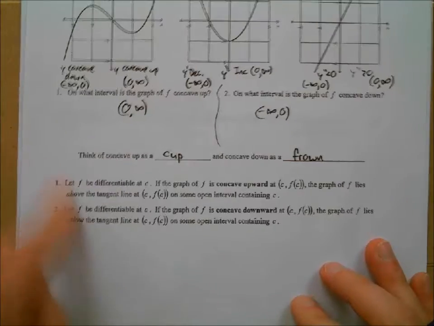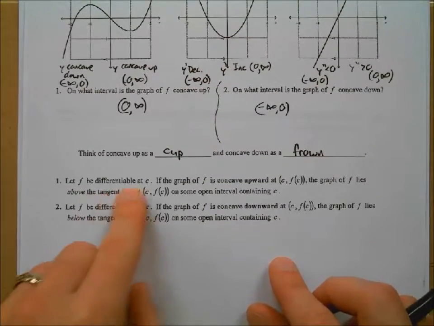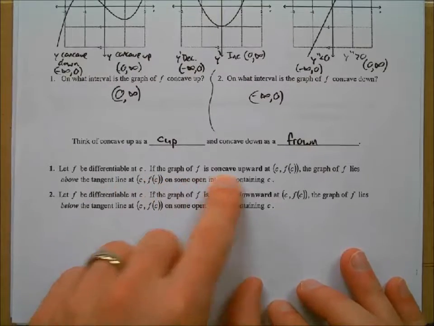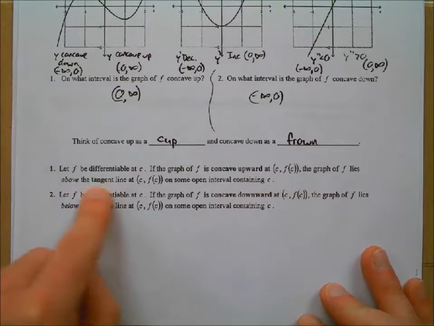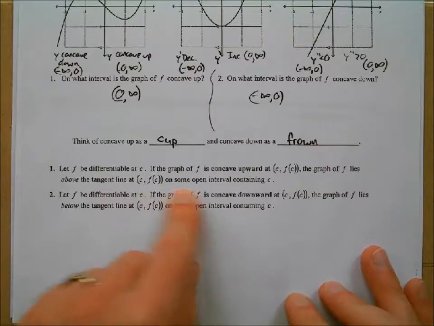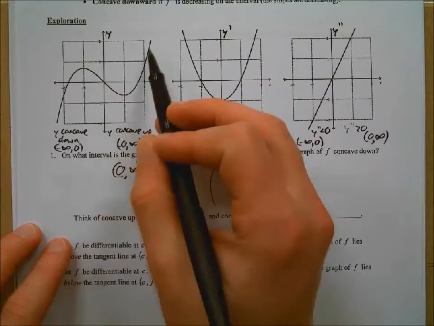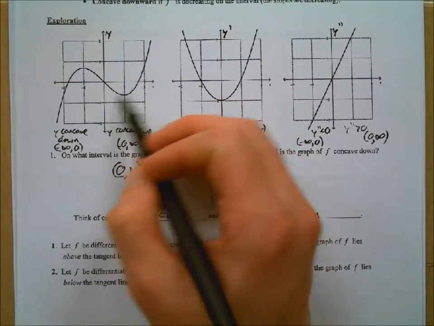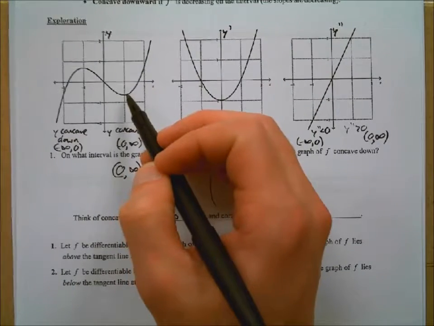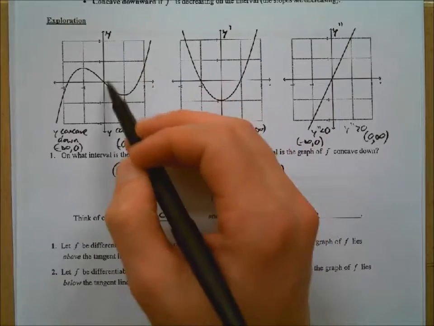I want to talk about one more, a more official mathematical definition, or another way to think about concavity. Let f be differentiable at c. If the graph of f is concave upward at a particular point, then the graph of f lies above the tangent line at that point on some open interval containing c. So here's our concave up behavior. If you were to graph the tangent line at any point on this graph, the graph would be above the tangent line.